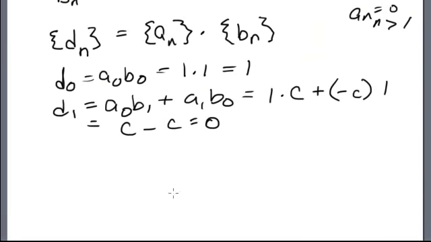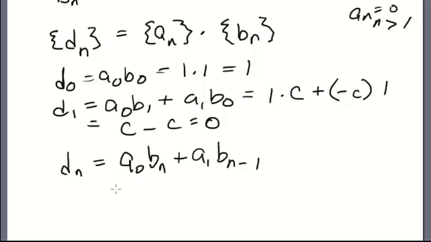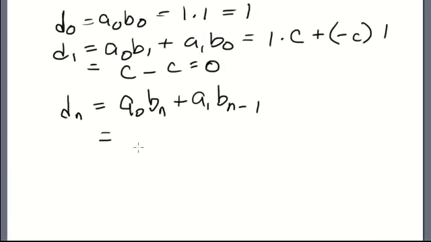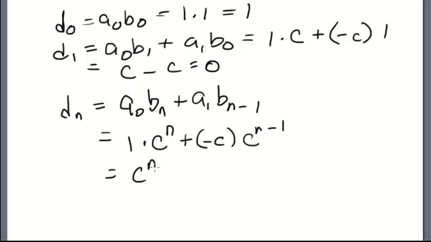That's what we want. So now we can do the general formula, which is d sub n, and that's equal to a sub 0 b sub n plus a1 times b sub n minus 1, since there are only two non-zero terms, a0 and a1, that are possible to show up in our sum. So that's going to give us a0 is 1, b sub n is c to the n, plus a1 is negative c, and b sub n minus 1 is c to the n minus 1. So that's equal to c to the n minus c times c to the n minus 1, which is c to the n, so that's equal to 0. And so we're done. So d sub n is the multiplicative identity.